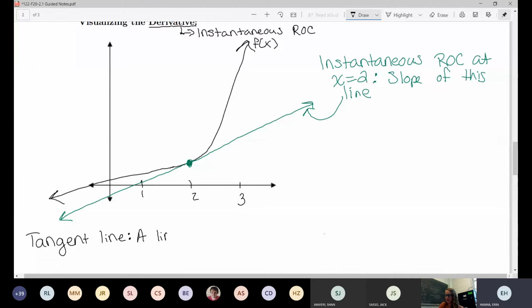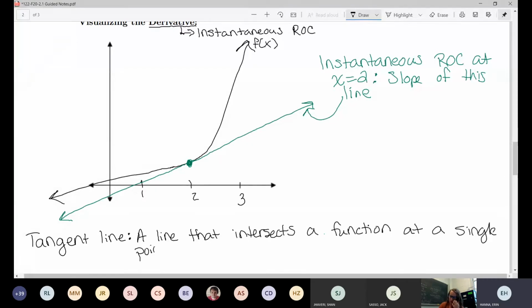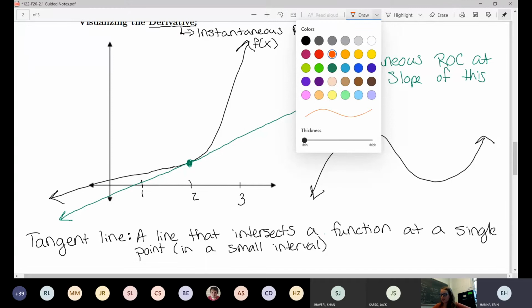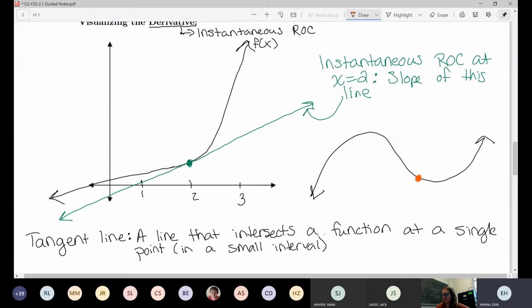So a tangent line is a line that intersects a function at a single point, but I also need to say in a small interval. And I'll explain that in a second. So if I can draw another function over here really quick, then I'm going to erase it in a second. Now I'm going to be saying tangent line a lot, so this is why I want to formally define it, even though it's technically not formally defined in your book until 2.3.